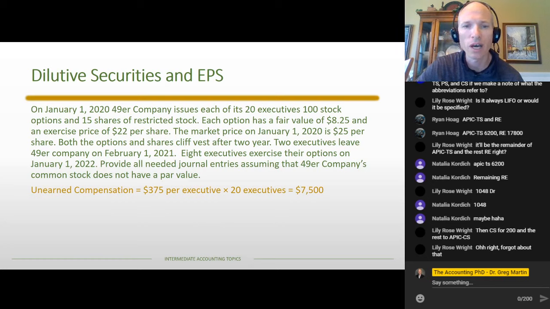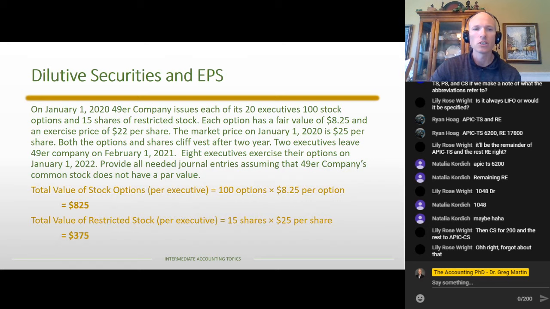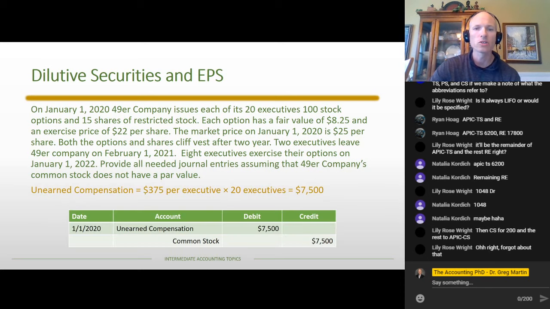Again, $375 is the value of the restricted stock per executive, and we apply that to the 20 executives who receive shares for a total of $7,500. Again, just reminding ourselves where that $375 came from. Okay, so then the journal entry is a debit to our unearned compensation and a credit to our common stock. And again, that unearned compensation is just that equity account that sits there until they start working. Because as they start working, that's when they start vesting. And so that's just a holder there until they start working.